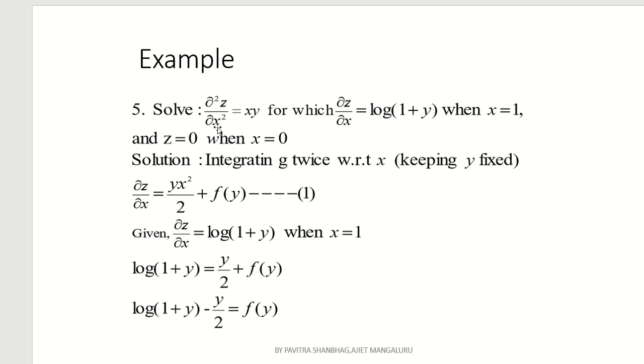∂²z/∂x² given. Our intention is to find z, but before that here they have given one condition, ∂z/∂x. So better you find ∂z/∂x, then you can find z. Look at here. Second order partial derivative, that means two times differentiate, here derivative given, that means you have to integrate twice with respect to x only, because ∂x² given. Now first integrate with respect to x.